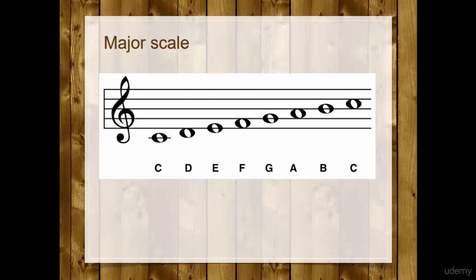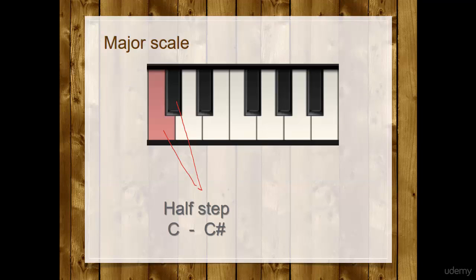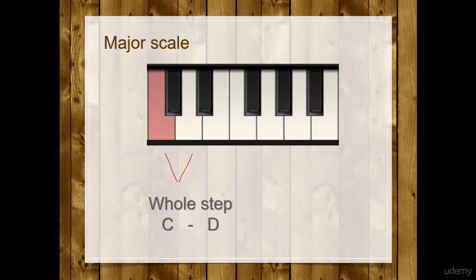How can I know the structure? Well, first I'm going to find the distance between each note. Remember that from one key to the next one, you have a half step. So from C to C sharp, I have a half step. If I go from C to D, I have a whole step.